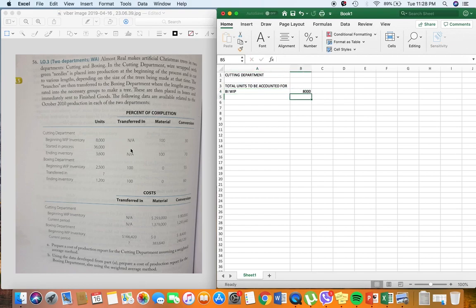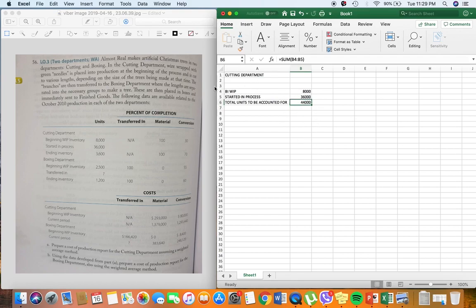By the way, I am referring to the information that we have in the cutting department. Do not mind the boxing department first. We'll discuss that later on. So the units we have started in process is equal to 36,000 units. So the total units to be accounted for is equal to 44,000 units.